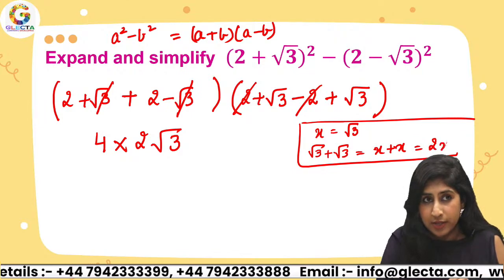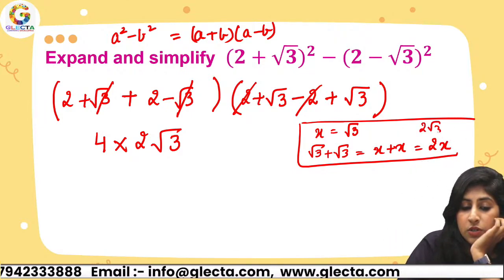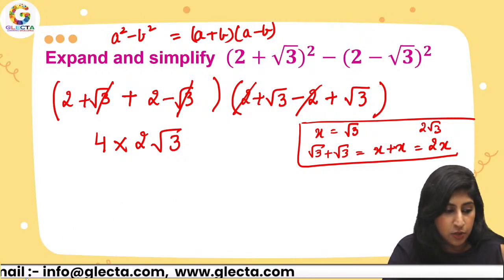So that is 2x, isn't it? 2x means it is 2 surd 3. That's why I have explained it to you in detail.